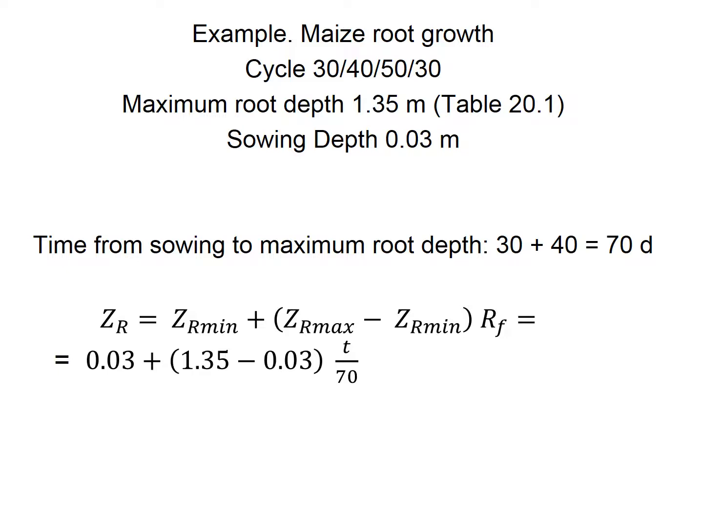Then, substituting in the equation, the rooting depth would be calculated as the sum of the minimum value plus the difference between the maximum and the minimum value multiplied by time over 70.